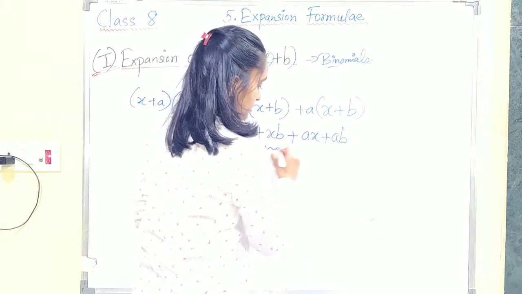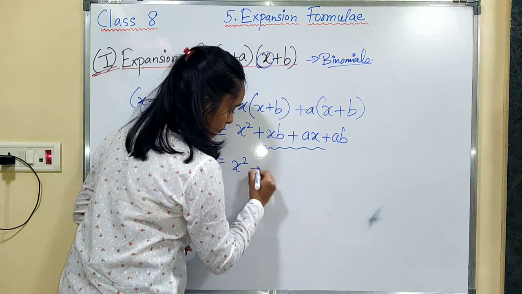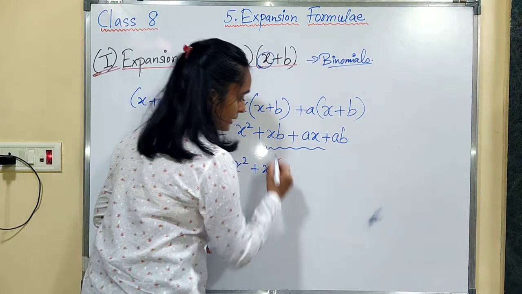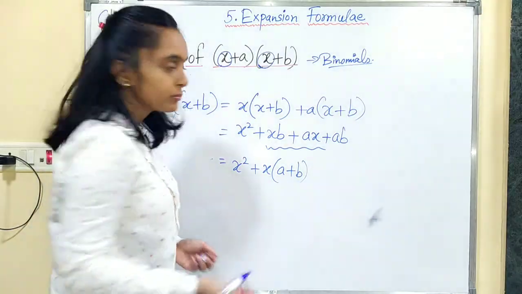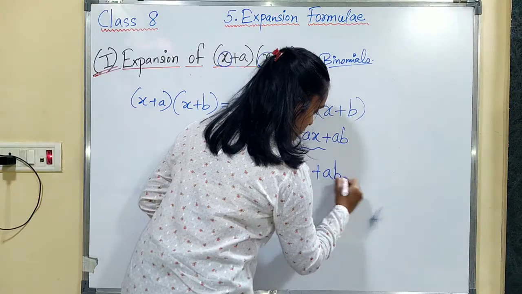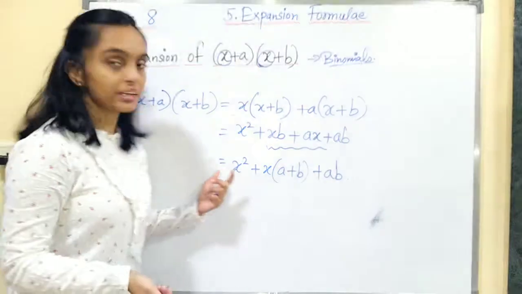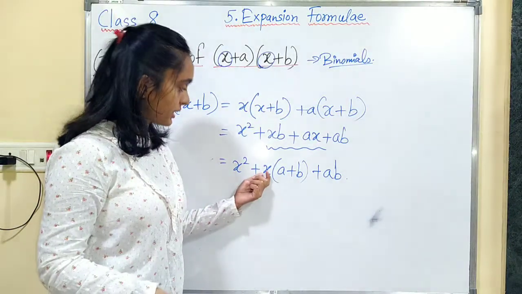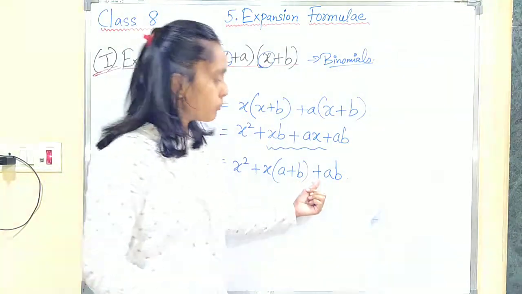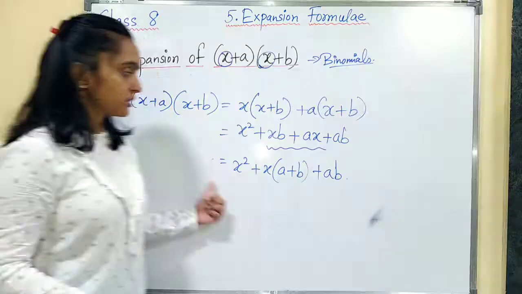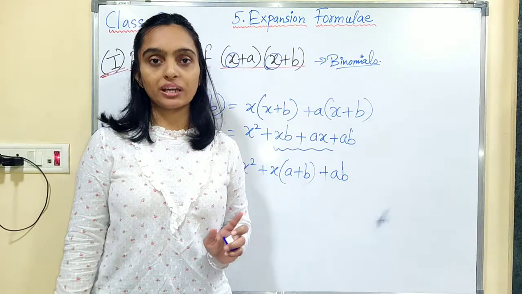Clearly, in these two terms we have x as common. So we will get x square plus x outside the bracket and inside the bracket we have a plus b, or you can say b plus a, both are the same, plus ab. Thus x plus a multiplied by x plus b can be expanded as x square plus x outside the bracket, and inside the bracket we have the uncommon terms, that is a plus b, plus a multiplied by b, that is we get three terms here. Now we will use this expansion formula to solve our first practice set.